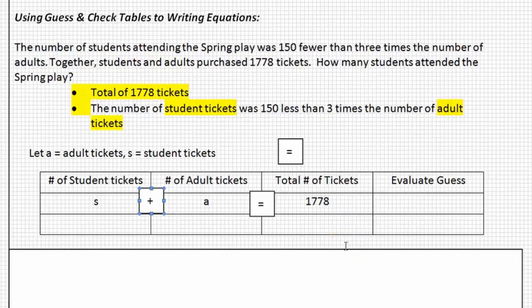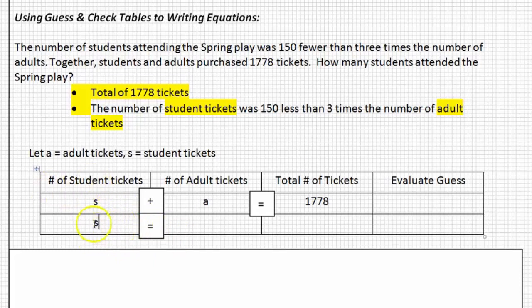But that's still not enough. I have 2 variables here. I need some more information. So that's where this second bullet point comes in handy. I know that the number of student tickets was 150 less than 3 times the number of adult tickets. "Was" is a past tense for equal. So I'm talking about student tickets, so I could put an equal sign here, and put my variable S here.